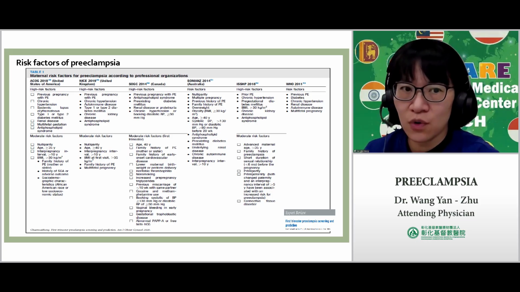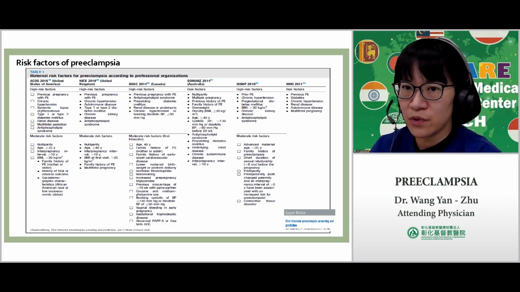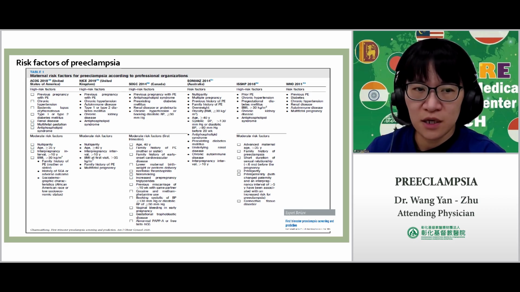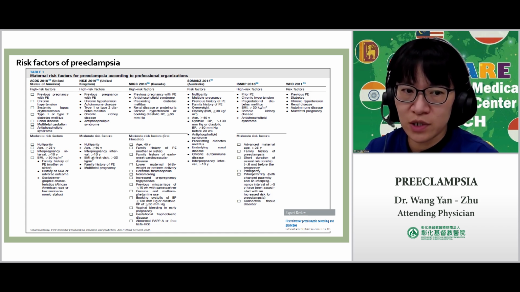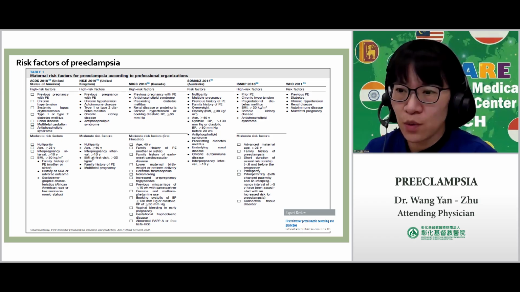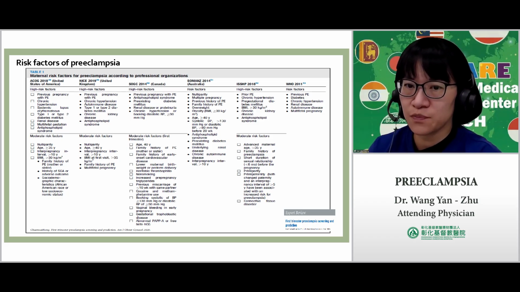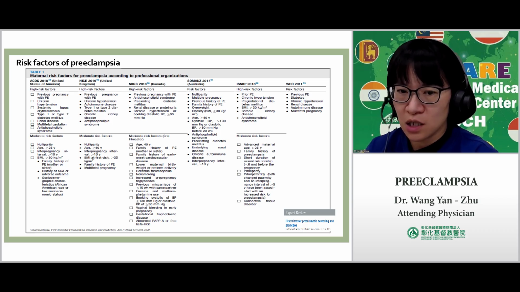As I mentioned before, we have a lot of guidelines. We have the ACOG, we have the NICE guideline, we have SOGC, and we have WHO guidelines. All these guidelines say almost the same thing, but differ in slight ways, like the age. Some call 35 years old a high risk group, some call it a moderate group, but some identify 40 years old as a high risk group. So which one will you choose? I think it depends on your personal ideas and your hospital's criteria.